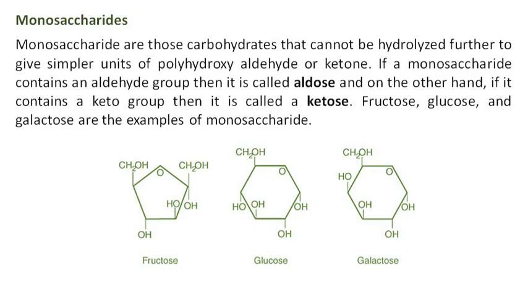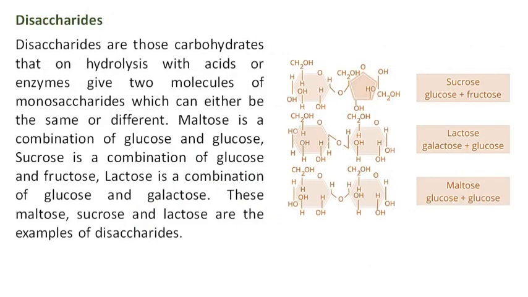Monosaccharides. Monosaccharides are those carbohydrates that cannot be hydrolyzed further to give simpler units of polyhydroxyaldehyde or ketone. If a monosaccharide contains an aldehyde group, then it is called an aldose, and on the other hand, if it contains a keto group, then it is called a ketose. Fructose, glucose, and galactose are the examples of monosaccharides.